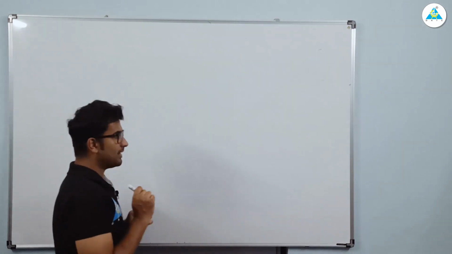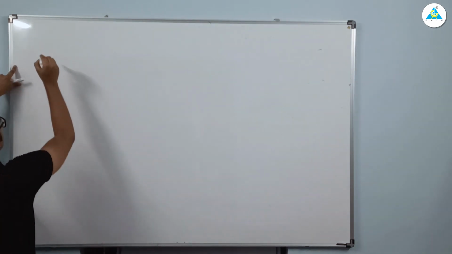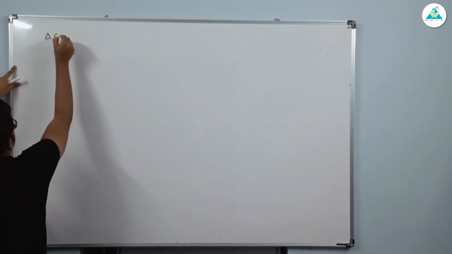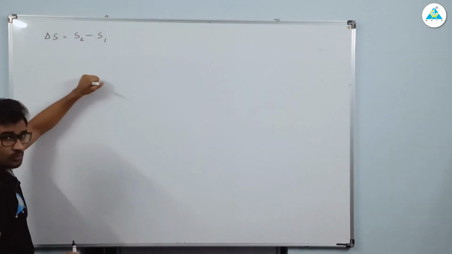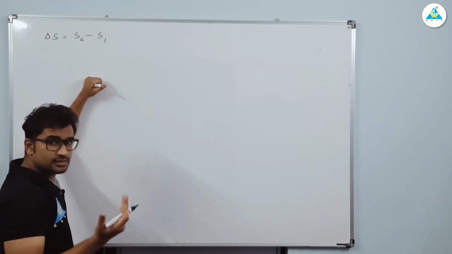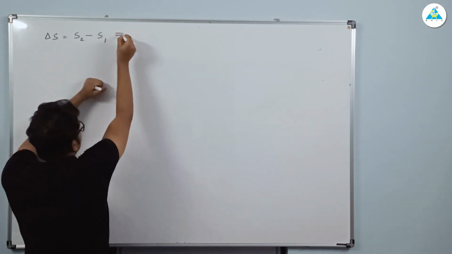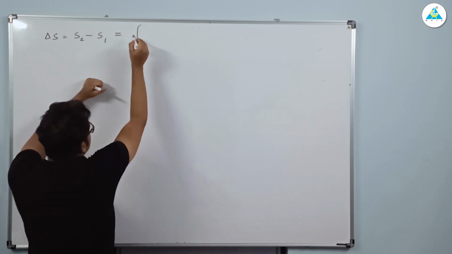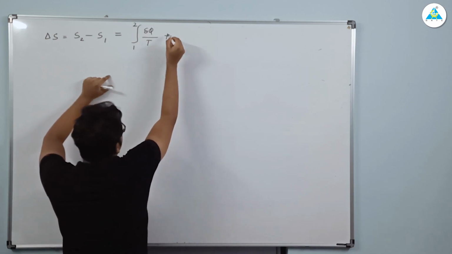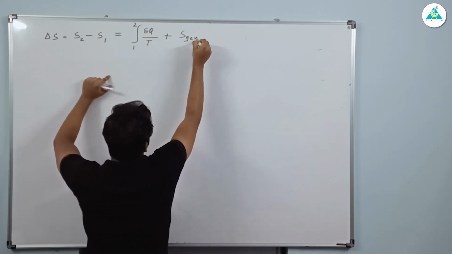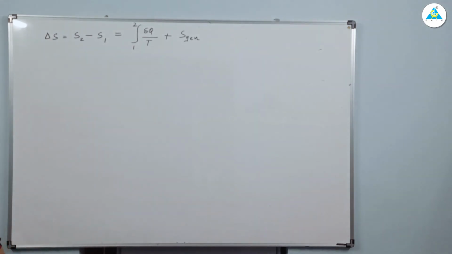So we'll start with the basic equation. What is the general equation for entropy change calculation? That is delta S. Entropy is a state function, it is a property, so entropy at the second state minus entropy at the first state will be equal to the integration from 1 to 2 of delta Q by T, plus entropy generation. Clear? I hope you remember. This is your basic equation for finding the entropy change.